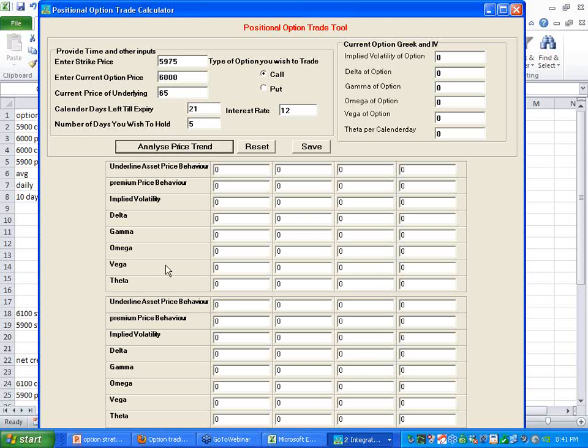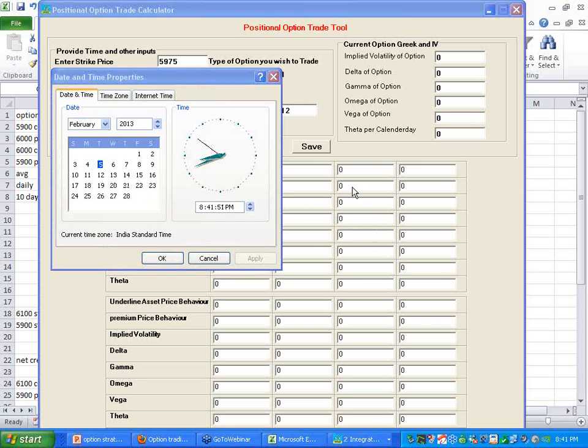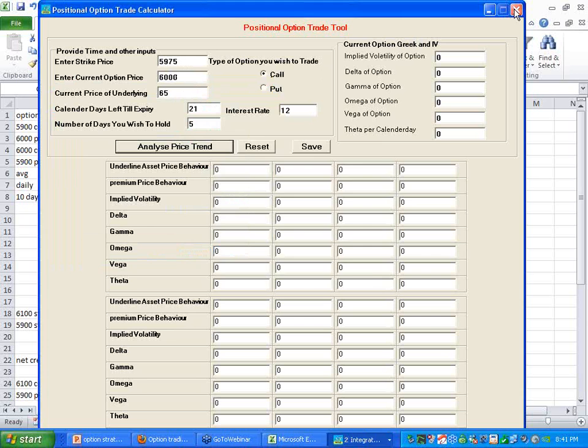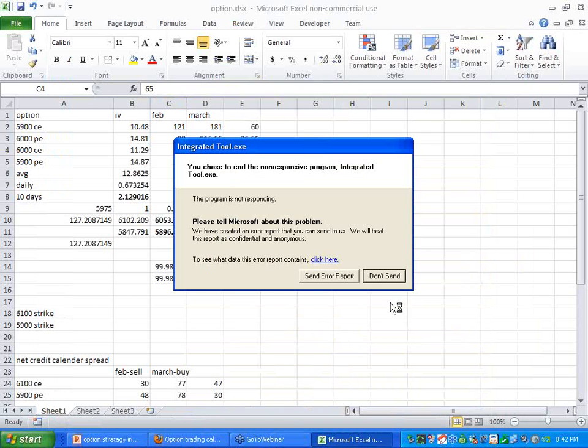I think something is wrong with this now. Expiry is on the 28th, someone is telling me. So let me check it. February, yeah, 28th. So 23 days are left till expiry. So I am giving the wrong data.